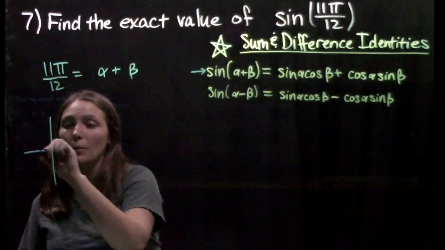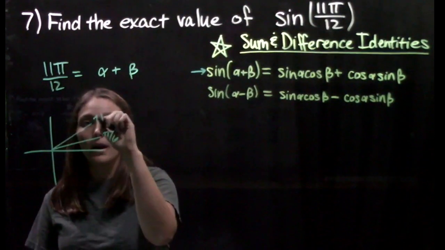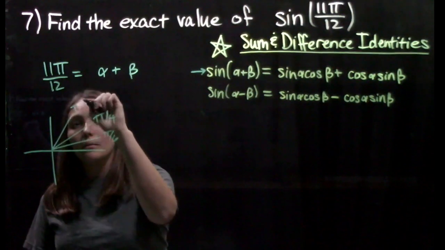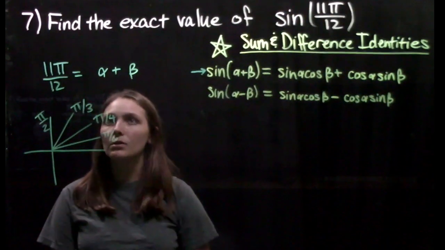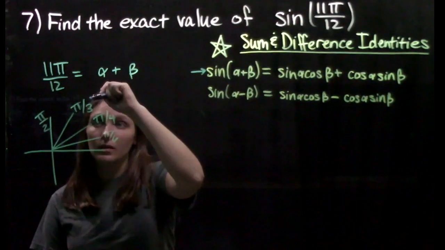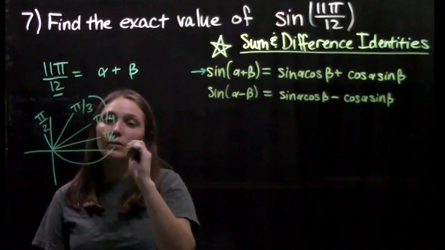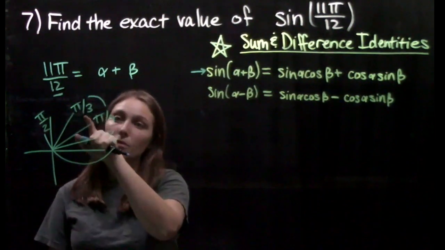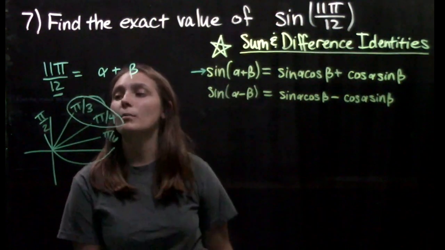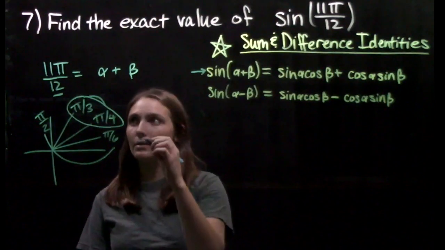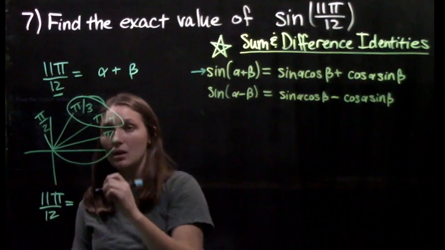Well, on the unit circle, we know that we have angles pi over 6, pi over 4, pi over 3, and pi over 2. So what we want to do is choose ones whose denominators will multiply to 12 here. 2 times 6 will be 12, or 3 times 4 will be 12. So I'm going to choose angles that are multiples of pi over 3 and pi over 4.